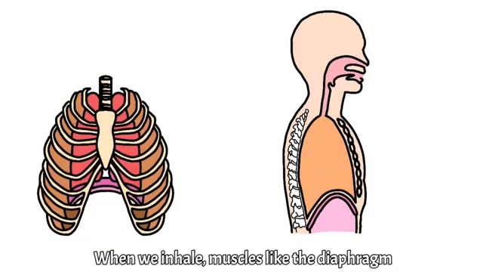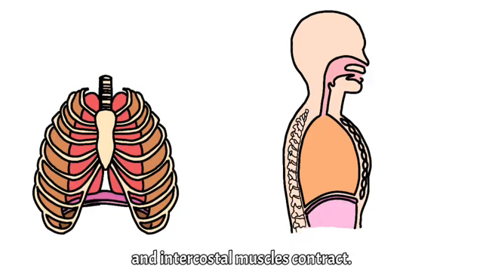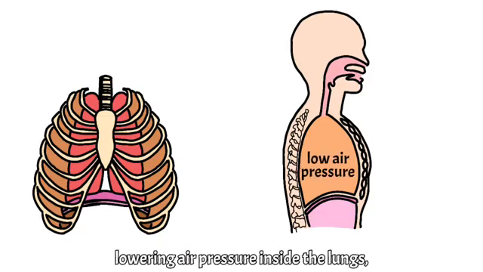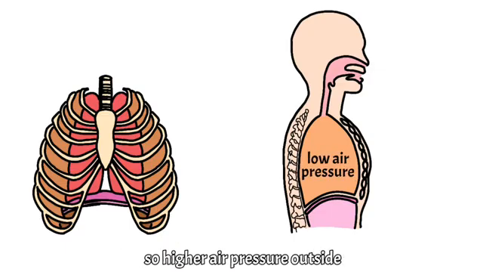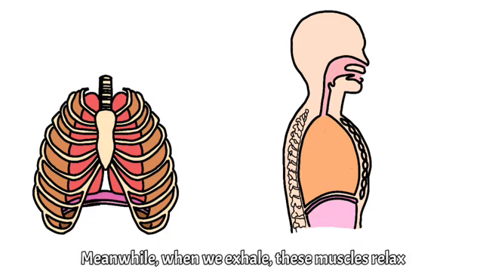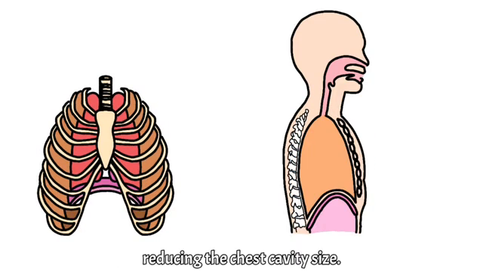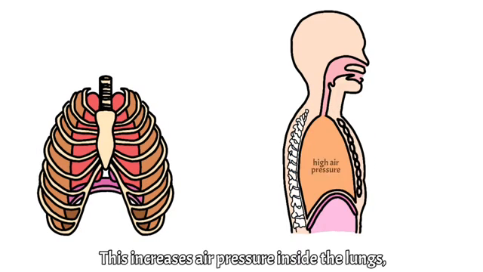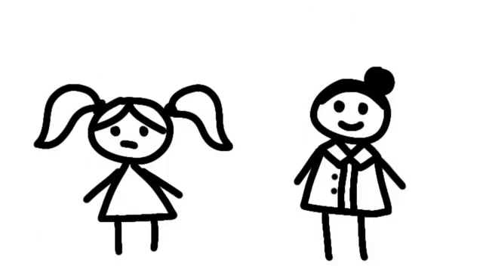When we inhale, muscles like the diaphragm and intercostal muscles contract. This expands the chest cavity, lowering air pressure inside the lungs, so higher air pressure outside forces air to enter our lungs. Meanwhile, when we exhale, these muscles relax, reducing the chest cavity size. This increases air pressure inside the lungs, pushing air out.